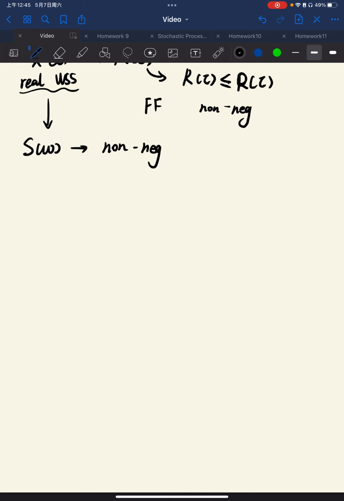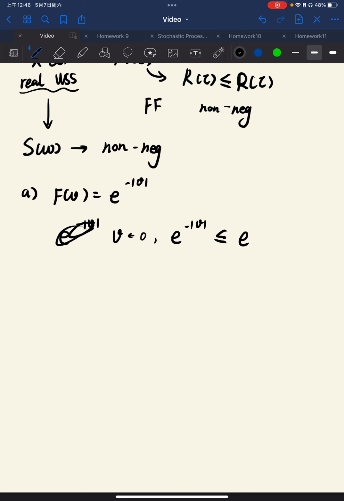So first, for the function f(v) equals e to the power of negative absolute value of v. As we see this function, for every v which becomes far from 0, e to the power of negative absolute value of v is less than or equal to e to the power of 0.